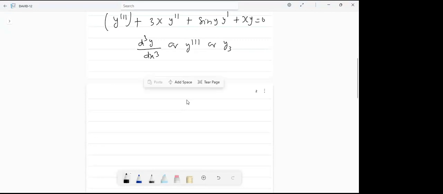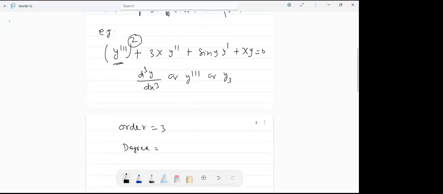So here the order of the differential equation is 3, and the degree is 2, as the power of the highest order derivative is 2. So degree is 2.